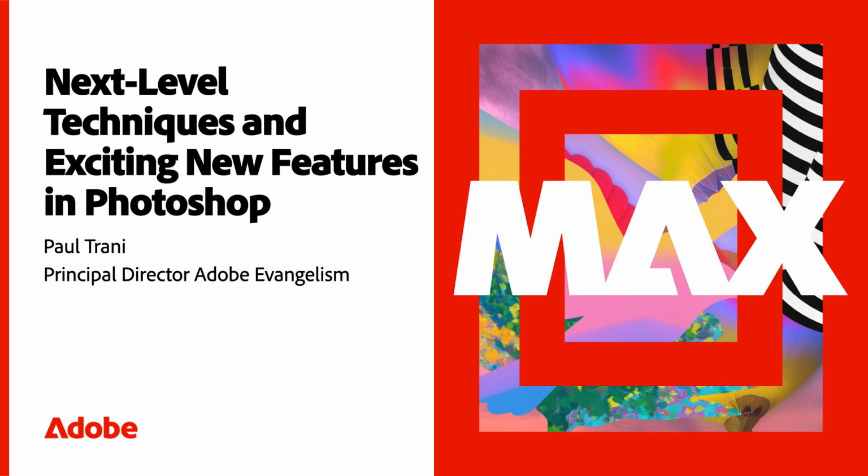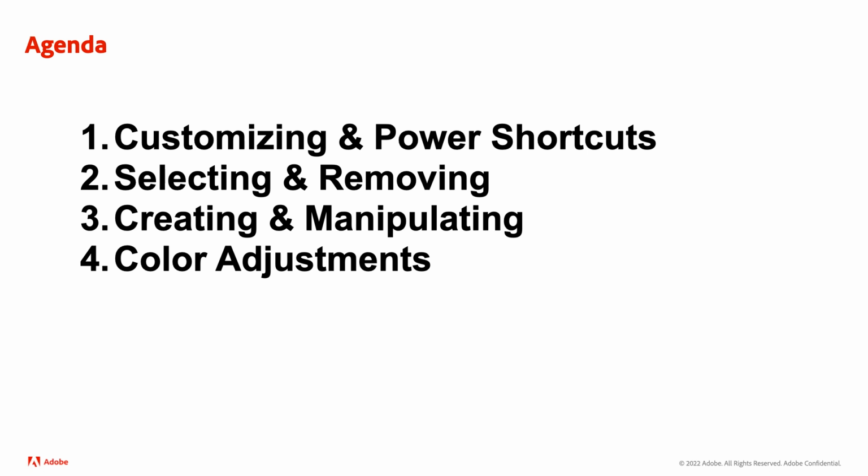This is next level techniques and exciting new features in Photoshop. So these are all those pro tips that I've been using over the years, and new features as well. So the plan is you will be fully up to date and you'll have the pro tips. Starting with customizing and power shortcuts, so customizing Photoshop. We'll get into selecting and removing, like cleaning up images. Then we'll get into creating and manipulating content, so actually creating in Photoshop, which is pretty wild. And then we'll get into color adjustments, making content match, so overall color adjustments, and then fine-tuning specific color adjustments. So that's the plan.